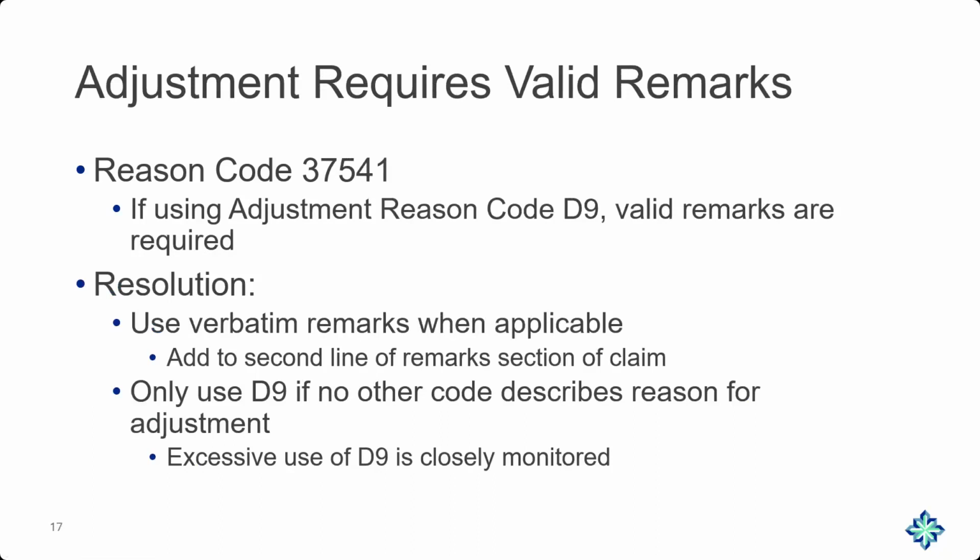Now, CMS also requires Medicare contractors to suspend all adjustment requests that contain condition code D0. Reason code 37541 will assign so that internal staff can review these situations. Now, if there is another claim change reason code that better fits why the adjustment is being done, you really want to use that. Not only will this allow the adjustment to bypass this reason code, but consistently using condition code D9 could be seen as abuse and it could be reported to the Office of Inspector General.